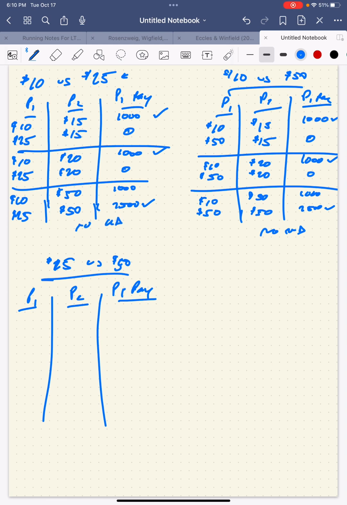And then we check the last one and see if there's any weak dominant strategy here. So is it better to charge 25 or 50 every time?